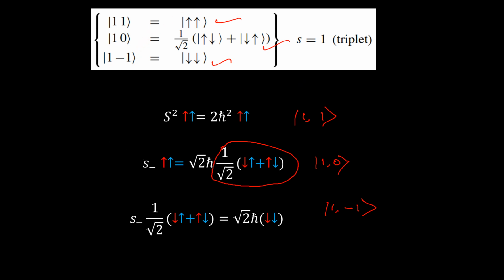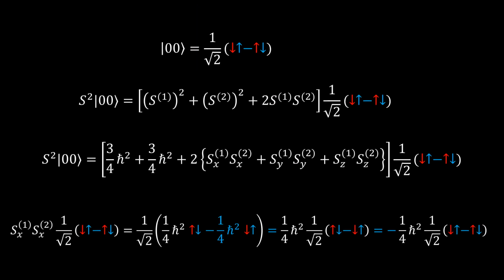Now we will go for the singlet state. You apply the same method adopted for the triplet. So for the singlet state, 0 0 can be written as 1 over square root 2 times the linear combination down up minus up down. The red color is for the electron and the blue color is for the proton.